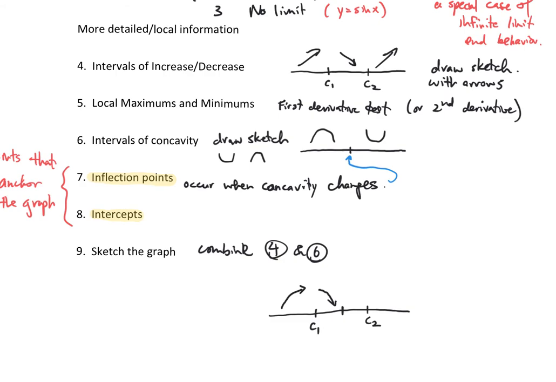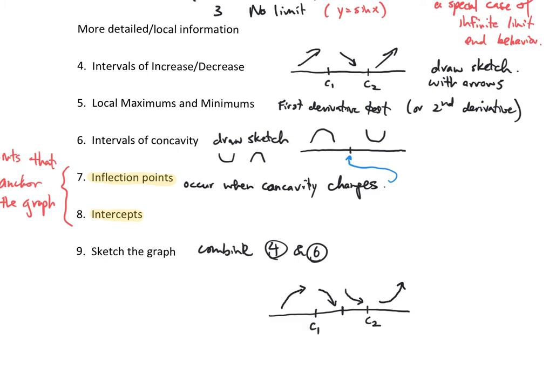Then for the third section, which is in between my inflection point and the second critical value, it's still decreasing, but now it switches to concave up. So I'm going to draw a curved arrow that looks like this. It's decreasing but concave up. And then for the last section, to the right of the second critical value, it's increasing and concave up. So I'm going to draw a curved arrow that increases but is concave up like this.